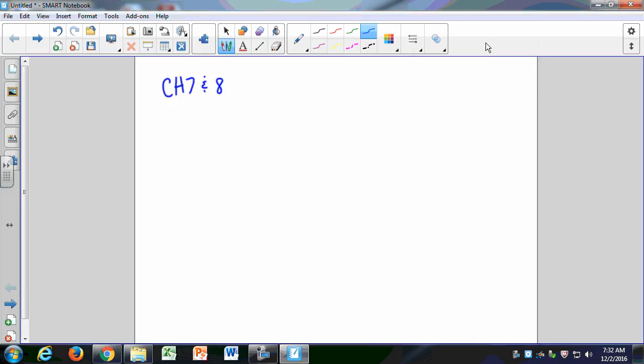So in Chapter 7, we had kinematics. Those are the problems where I give you the acceleration or the velocity or the displacement, and you need to figure out some of the other quantities. So largely using these two equations.